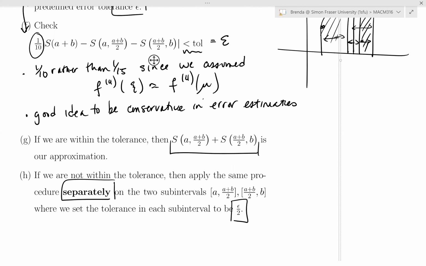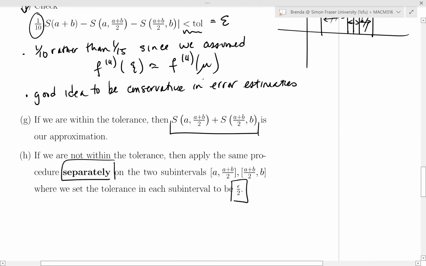So now we go ahead and apply it, well, I've already drawn the diagram. If we're not below epsilon over 2 on the two pieces, then we divide in half and do it again. And we'll have to be within epsilon over 4. And this allows the nodes to move to where they're needed.